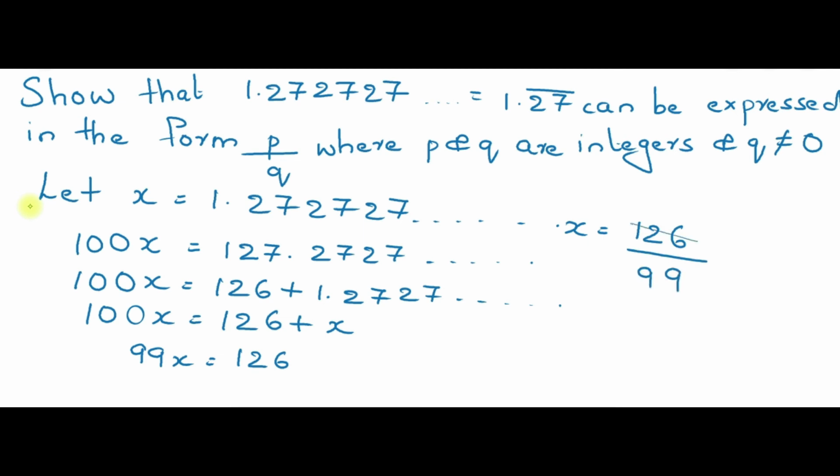Then you can cut this by 9: 42 over 33, and again you can cut by 3: 14 over 11. So you will get the value 14 by 11, which is equal to 1.27 bar. You can express it in the form 14 by 11, in the form of p by q. So your solution is complete.